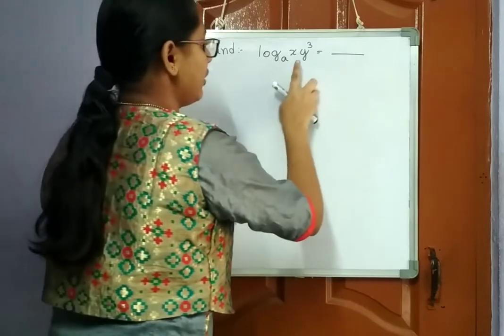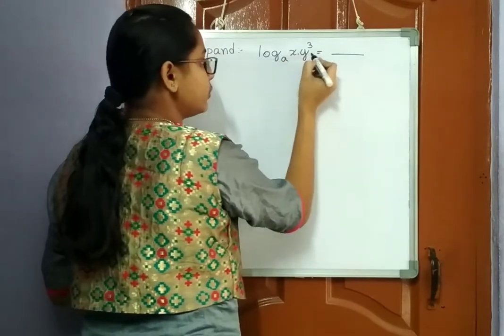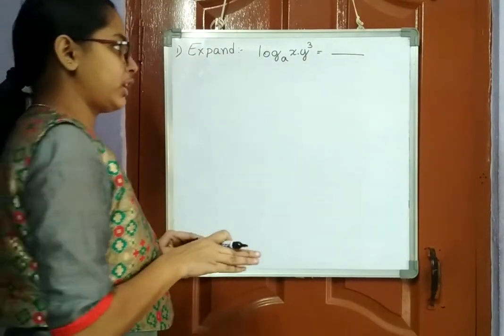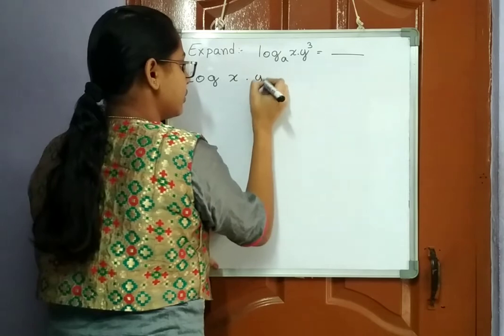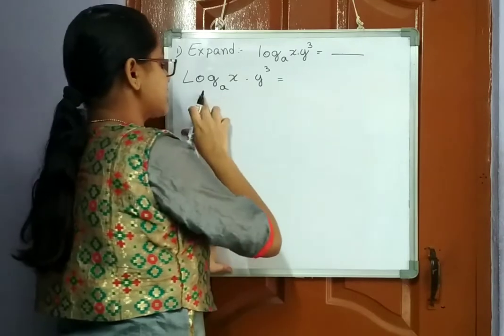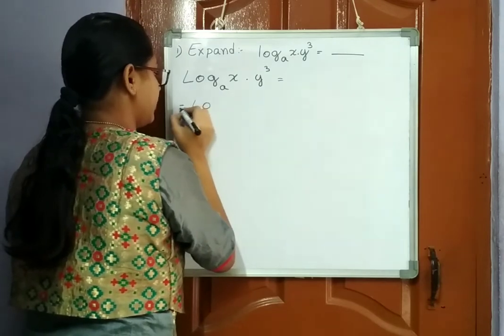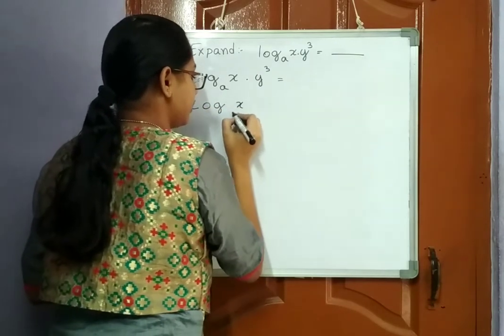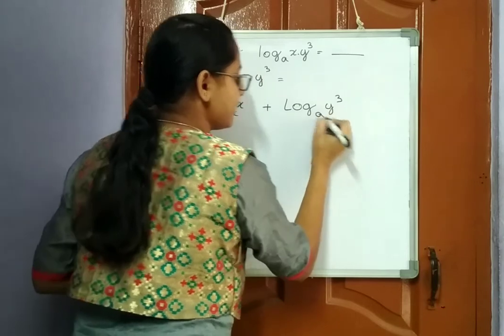Let's see some examples based on these rules of logarithms. Let's take a look at our first example. Expand log x y cube to the base a. As we can see here, x into y cube, here we can apply the product rule. So let's take this log x into y cube to the base a here. As the product rule says, we can split this log into x and y cube and we have to add it. That is log x to the base a plus log y cube to the base a.